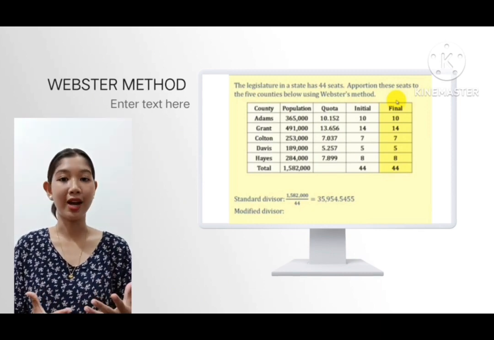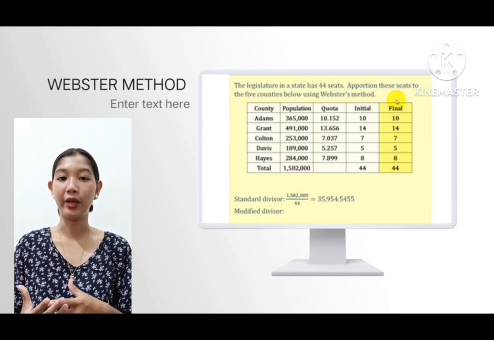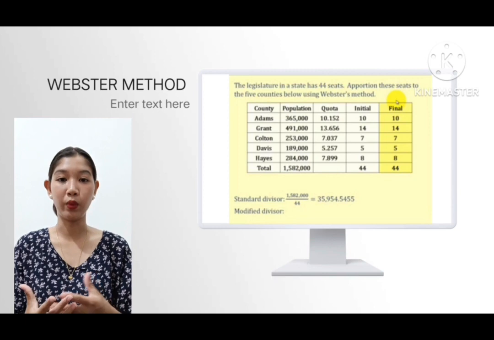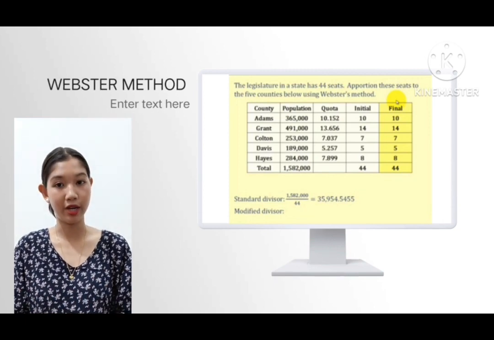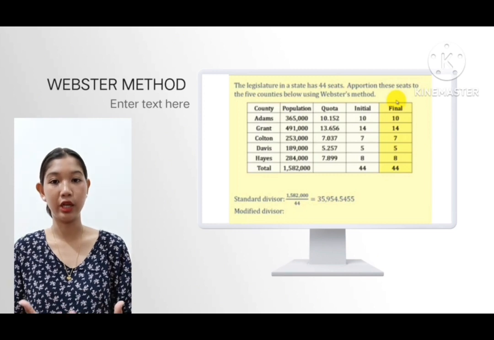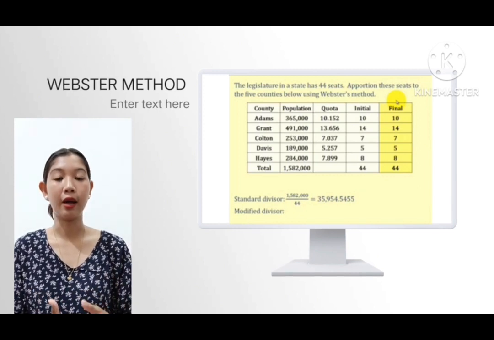So here we lock in because this total is 44, the number of seats that we have to apportion. We are done with our initial allocation, and now on to the final apportionment.